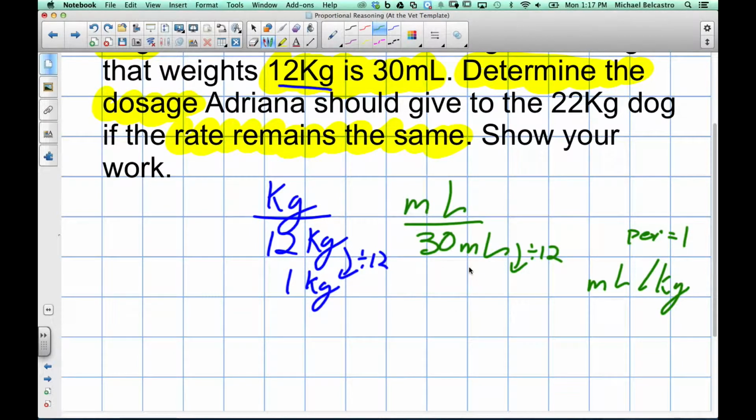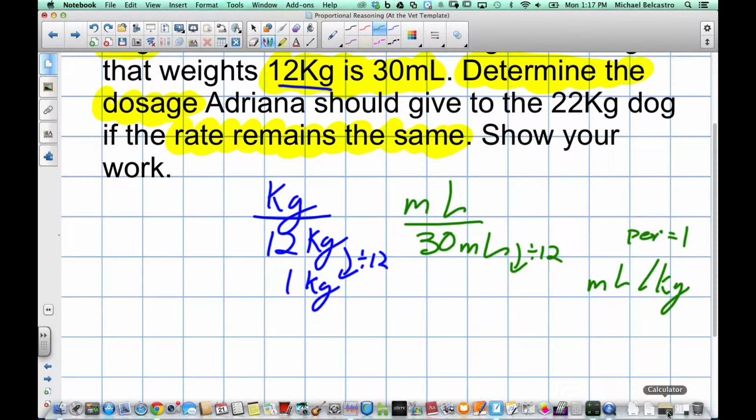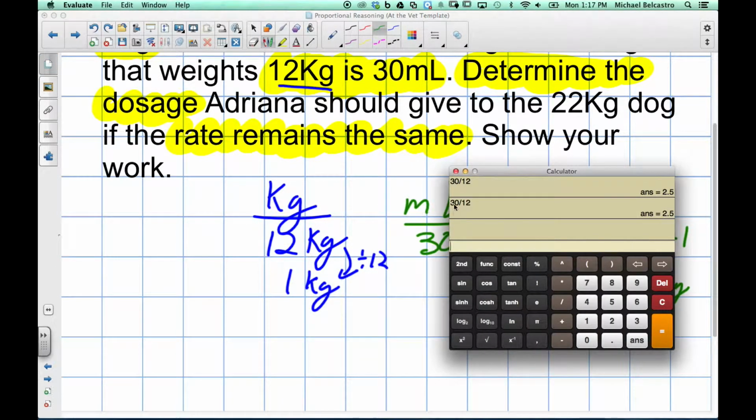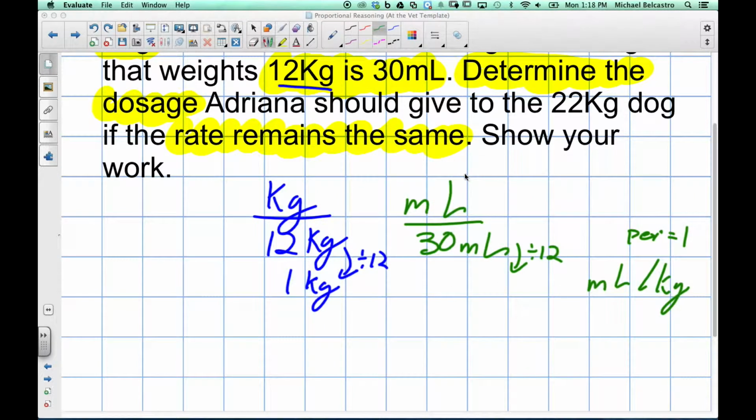This will help us set up a ratio for our concrete materials, okay? Because we kind of want this to be as small as possible. And I've already actually divided this in my calculator. If you look, 30 divided by 12 is 2.5. So for every 1 kilogram the dog weighs, it gets 2.5 milliliters of medication.